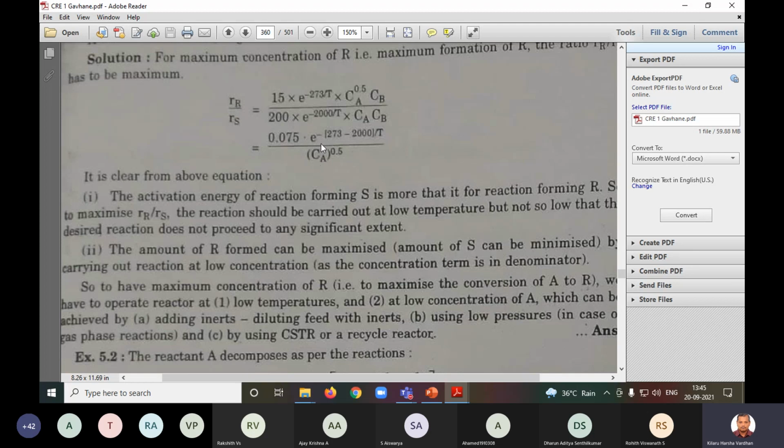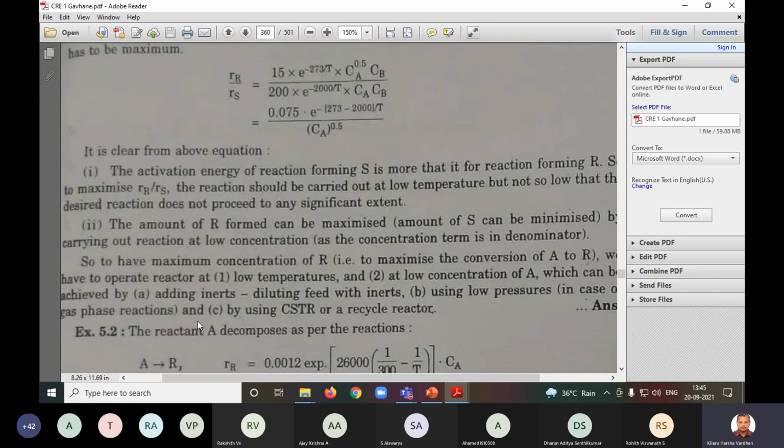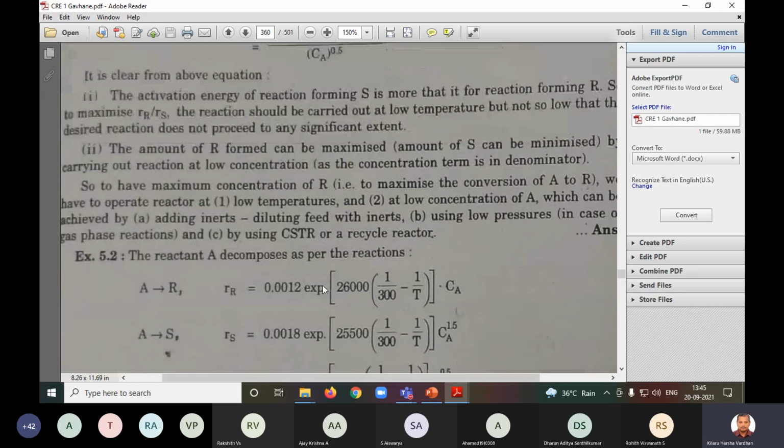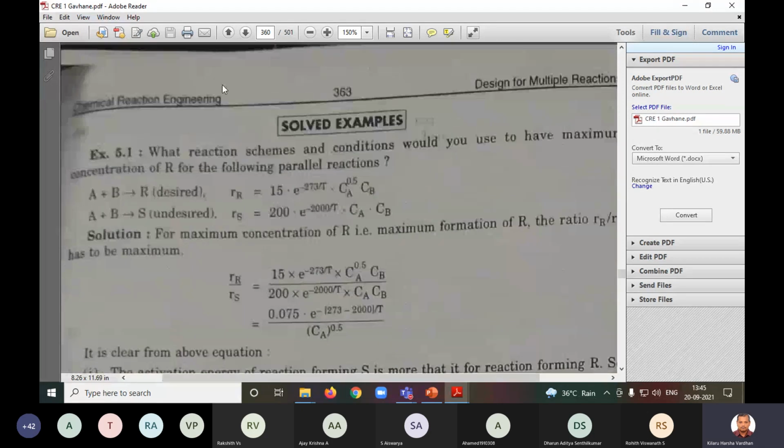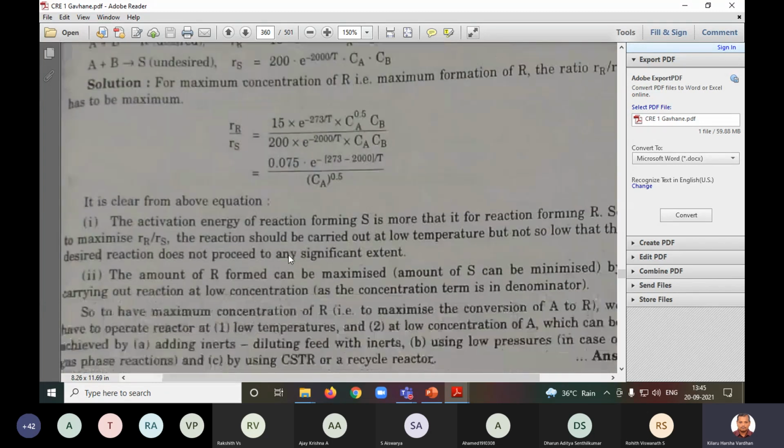How can you keep this concentration low? By putting in a CSTR, or using a low pressure, or even a recycle reactor you can use. This is one more problem which they can ask you for 6 marks. They will give you temperatures also here. Till now we didn't talk about temperatures, that will come in the next unit. So this kind of thing they will also ask you for 6 marks.